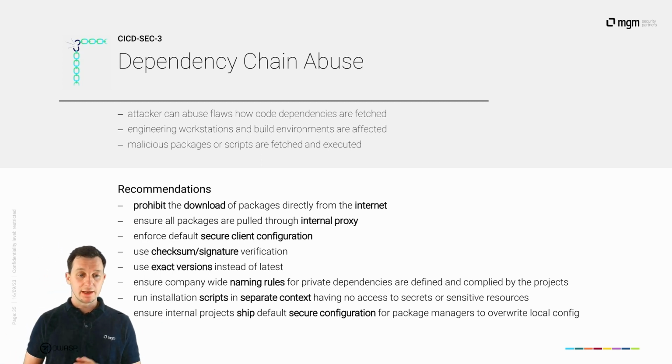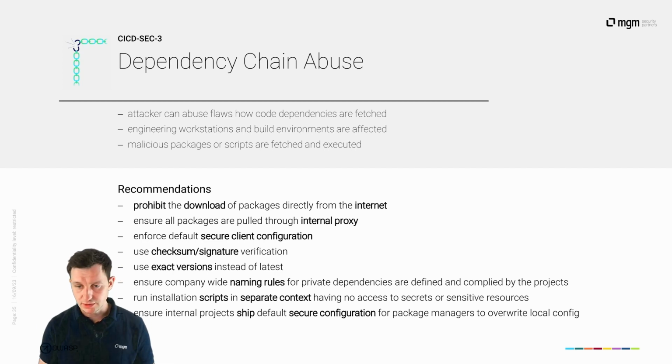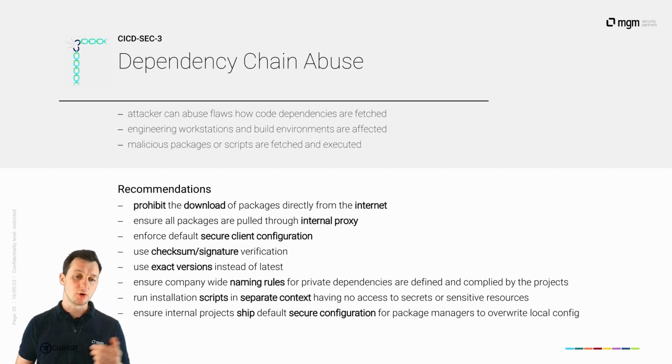Okay. Then two more list items here are to run the installation scripts only in separated contexts, so in contexts where you do not expose any secrets or access to sensitive resources, and that you ensure that your internal projects are shipped with default and secure configurations, so that you can be sure you can override your local config if it is not secure.